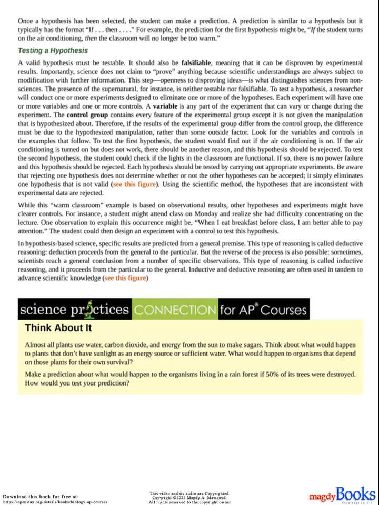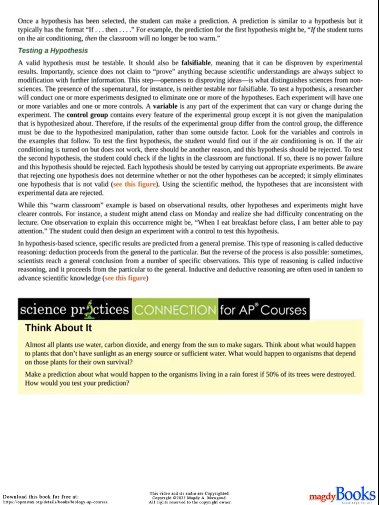Sometimes, scientists reach a general conclusion from a number of specific observations. This type of reasoning is called inductive reasoning, and it proceeds from the particular to the general. Inductive and deductive reasoning are often used in tandem to advance scientific knowledge. See this figure, Figure 1.7.